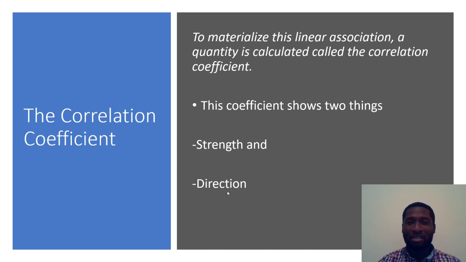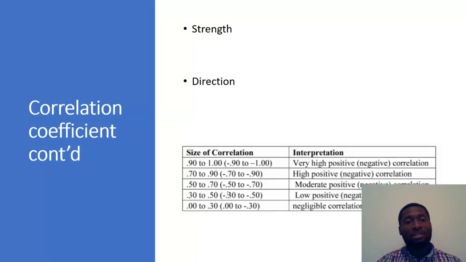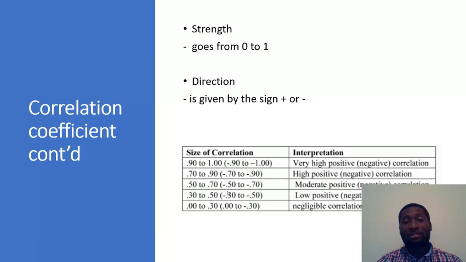We are going to see in a little more detail ahead the meaning of the strength and the direction. But like I said, it's something that you're going to calculate, and it's called the correlation coefficient. Now, concerning the strength of correlation, it goes from 0 to 1 for its strength, and its direction is given by a positive or a negative sign.